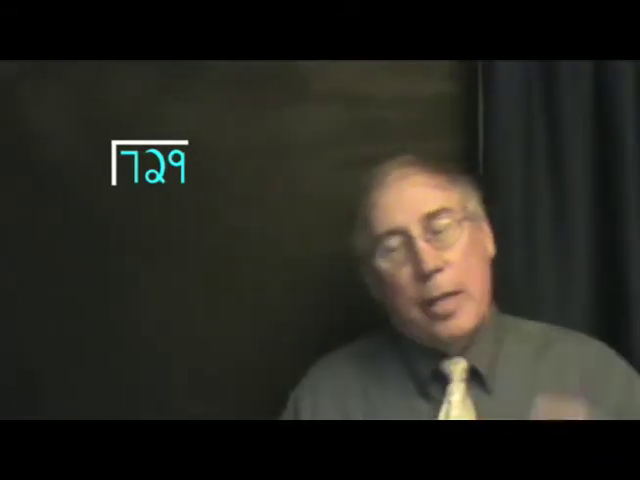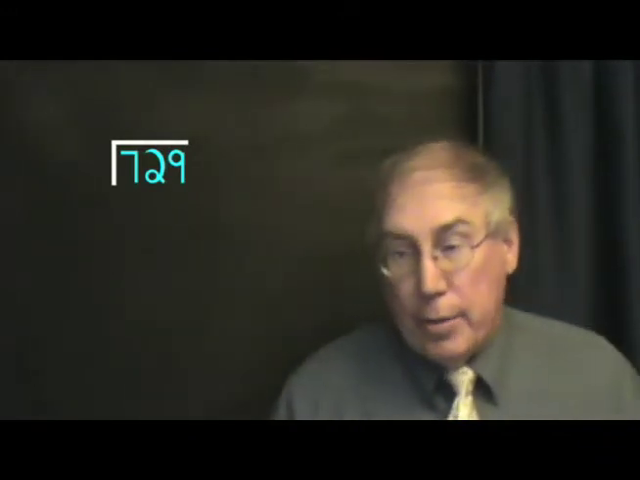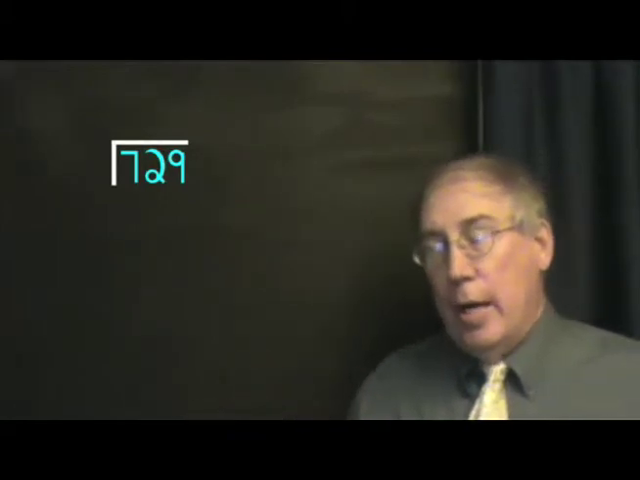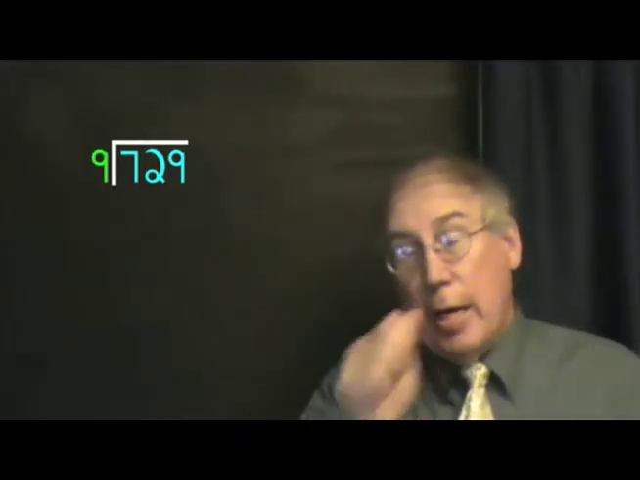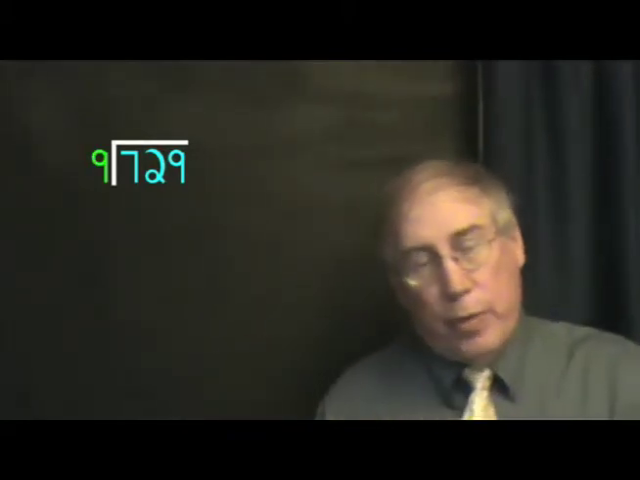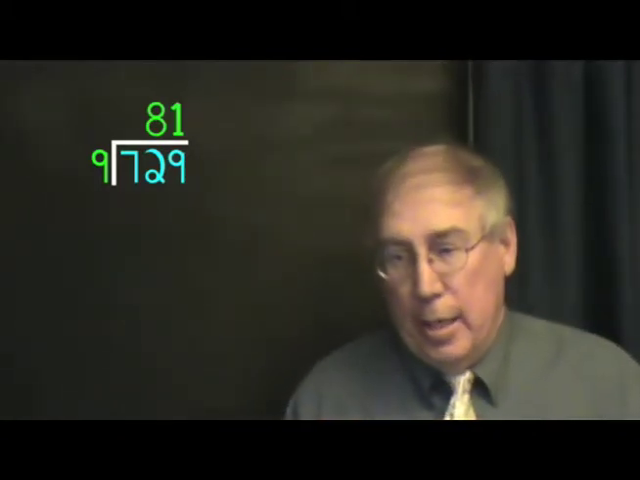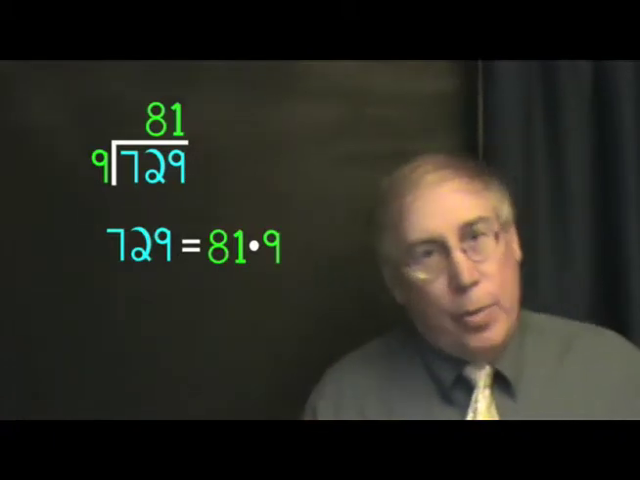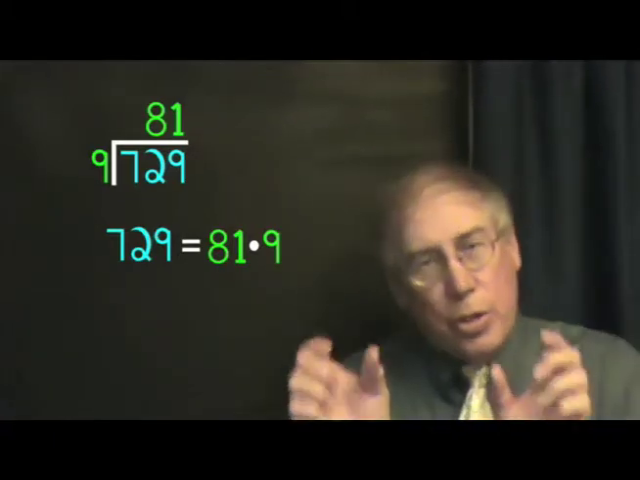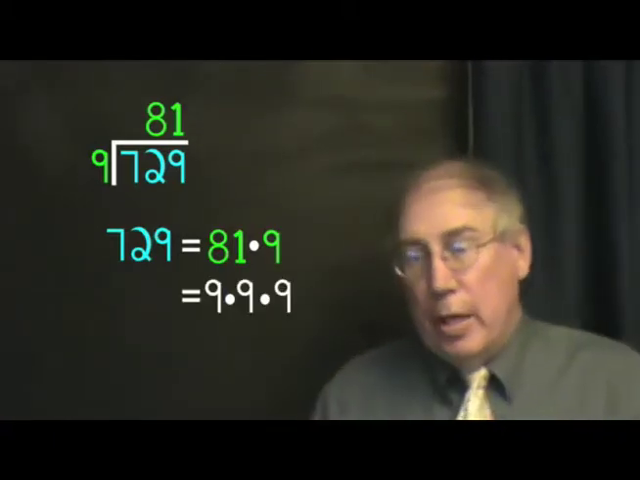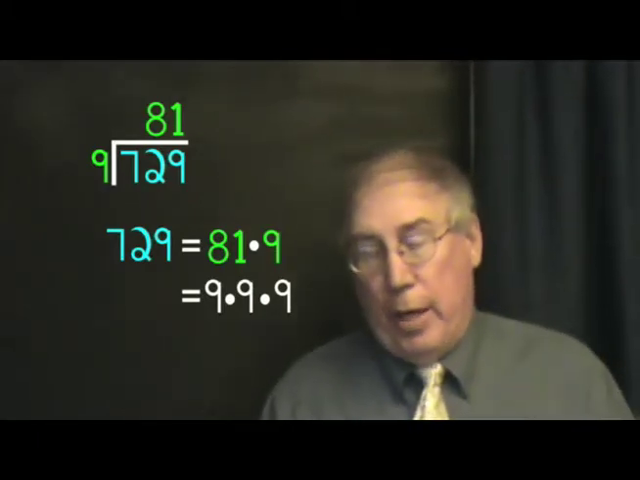729. Okay, it's a big number, so let's just sort of work it down here. Now, 7 and 2 and 9, if you add that up, that's 18. So 9 will divide into 18, so 9 will divide into 729. And it goes in there 81 times. Now, both 9 and 81 are still composite numbers, but they're a little bit smaller, so we can look at them there and see what their factors are.